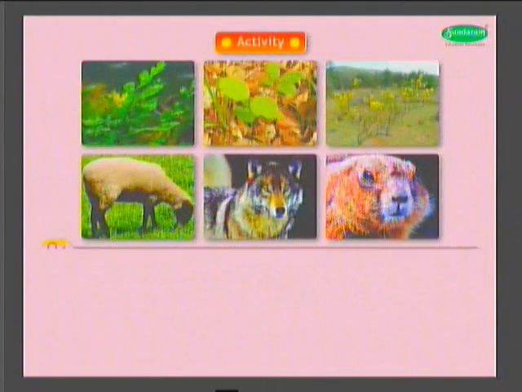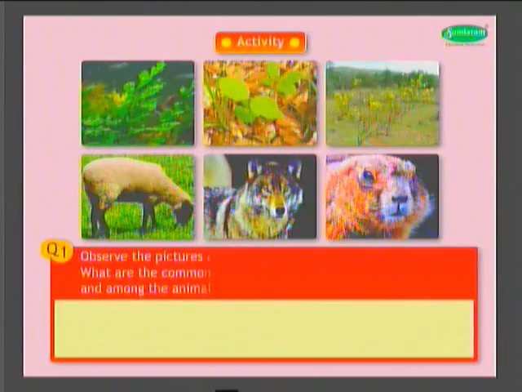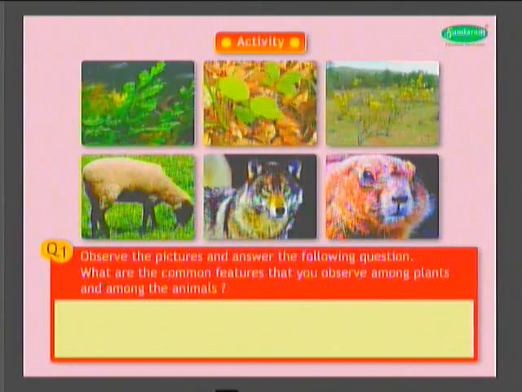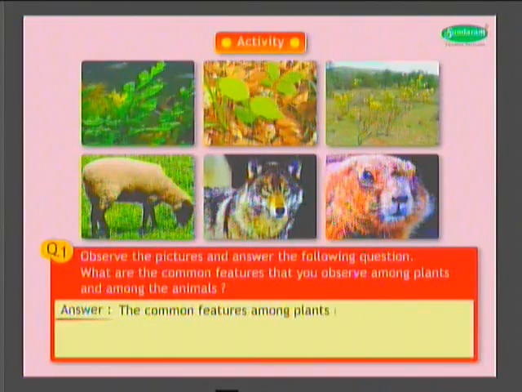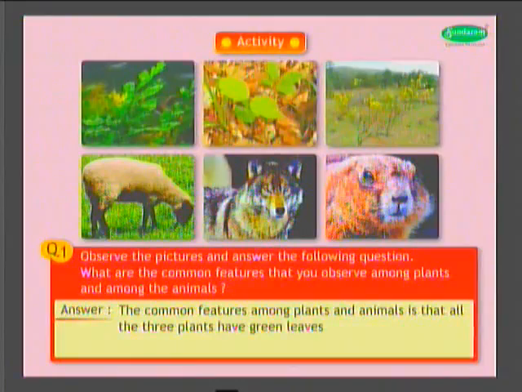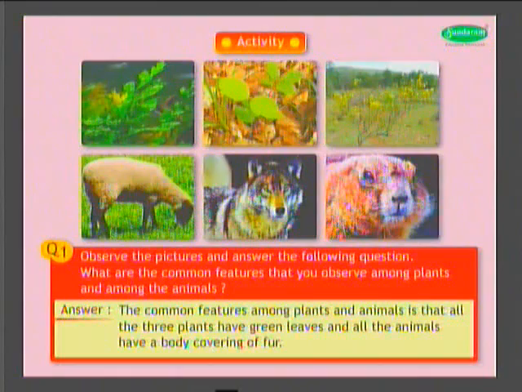Let us answer these questions. Observe the pictures and answer the following question. What are the common features that you observe among plants and among the animals? Answer. The common features among plants and animals is that all the three plants have green leaves and all the animals have a body covering of fur.